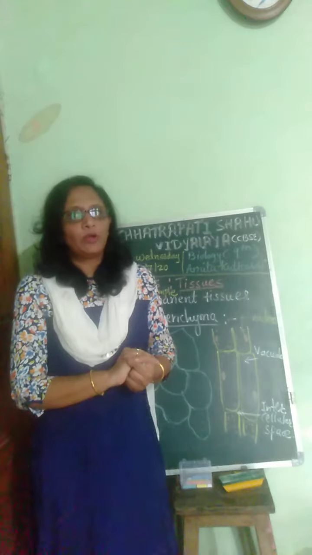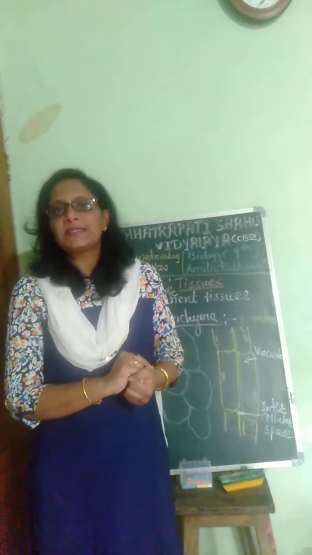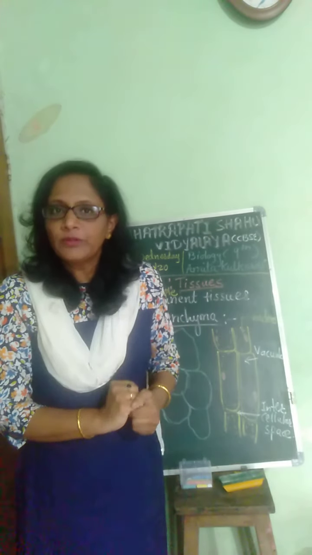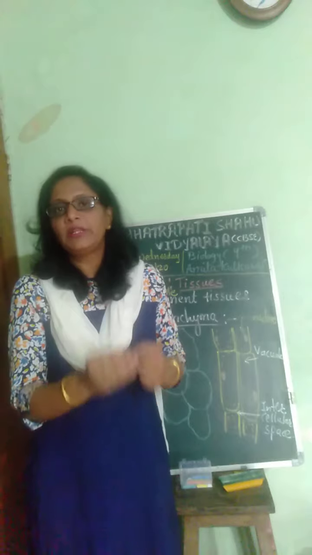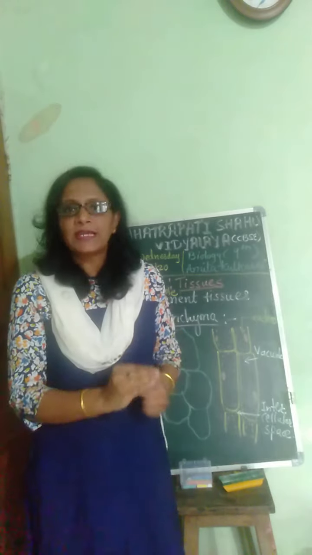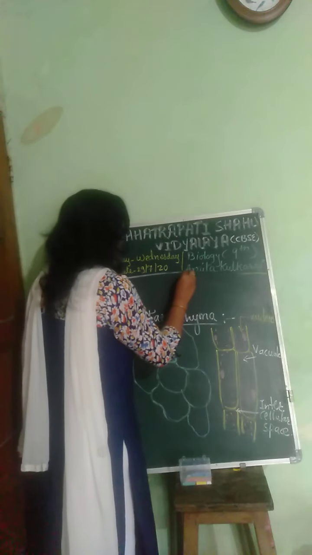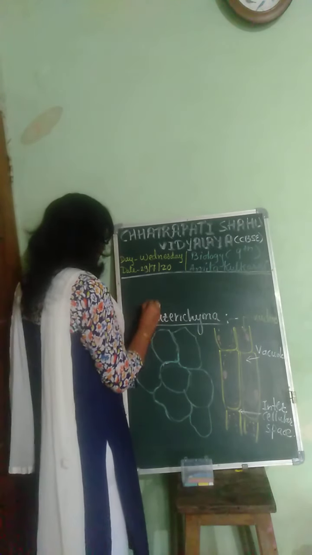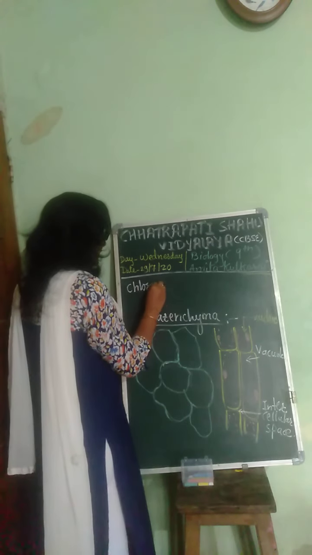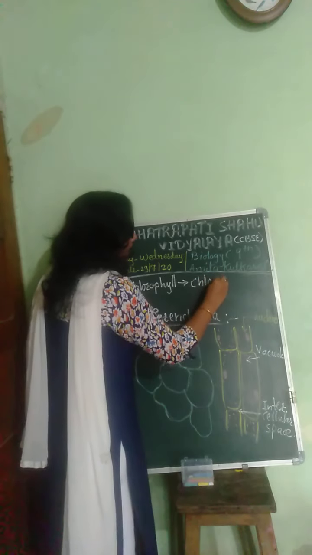But two more important functions are performed by the parenchymatous tissues. First, when they are present in the leaves of the plants, in the mesophyll part of the leaf, they contain chlorophyll, and such chlorophyll-containing parenchymatous cells are called chlorenchyma.